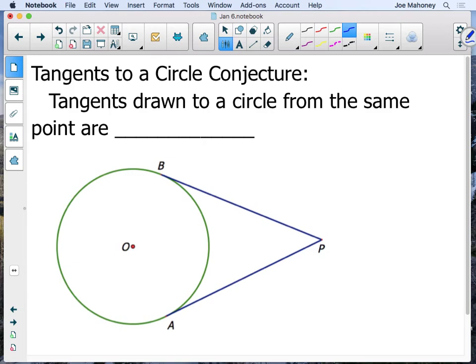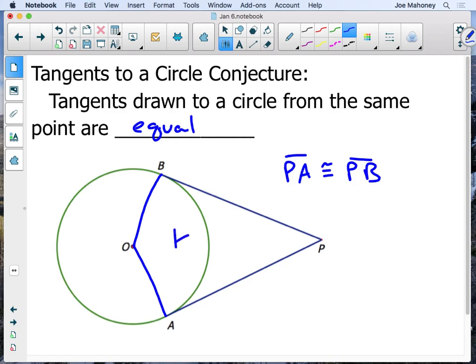One last thing, and this kind of brings it all together. Tangents to a circle conjecture. If we have two tangents and we draw them from the same point, those two tangents are equal. So segment PA equals segment PB. And we'll even say congruent. We'll make it even a congruent statement. And what's kind of nice about that is if I draw in those two radii, can you tell that I have a kite?